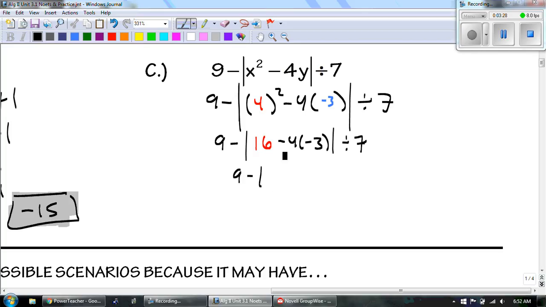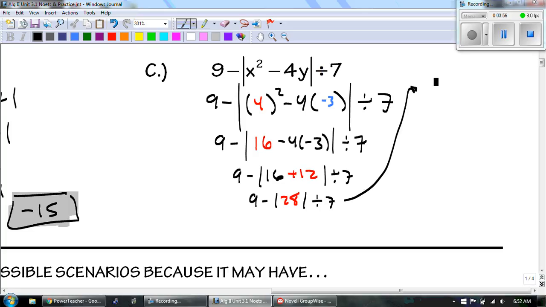After we do parentheses, or I'm sorry, exponents, then we would do multiplication. -4 times -3 is 12. And then I'm just going to start talking about the next step. The next step would be to add 16 plus 12, which is 28. And then I'm just going to rewrite it up here. The absolute value of 28 is 28.